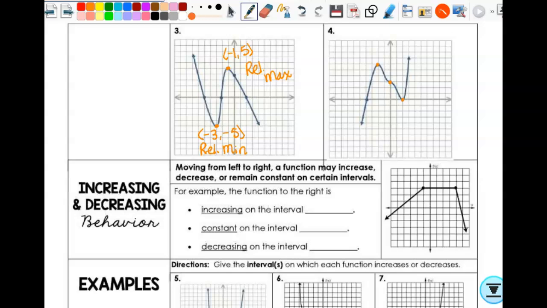Let's do the extrema first. I've got -2, 1, 2, 3, 4, 5, 6. So this is -2, 6. And what's the best name for that? Relative maximum. Good. Then I'll do this one. This is at 2, 0. What's the best name for that? Relative minimum. Good. I think we got the hang of this.